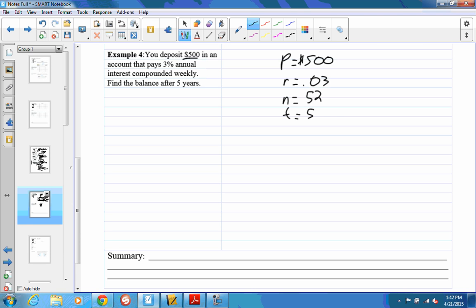Setting it up, A equals P times 1 plus 0.03 over 52, to the power of 52 times 5.